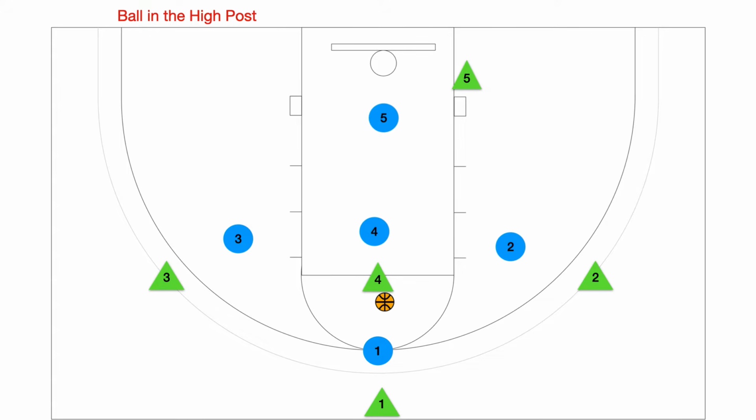When the ball gets into the high post, either post defender can guard the high post, but it's best to send the post defender that doesn't have an opponent. In this case it is number 4, which is why number 4 went up to guard the high post. The top defender stays out on the top player because we don't want them to pass it back and get an open 3.